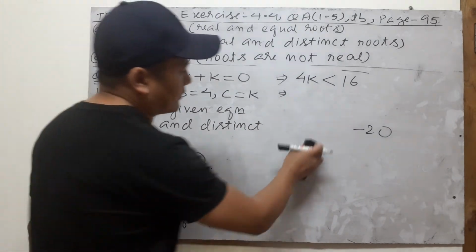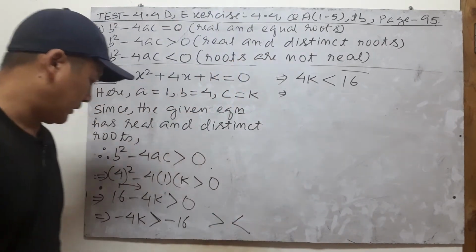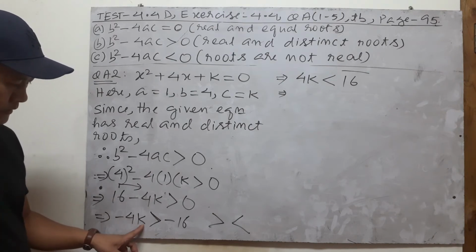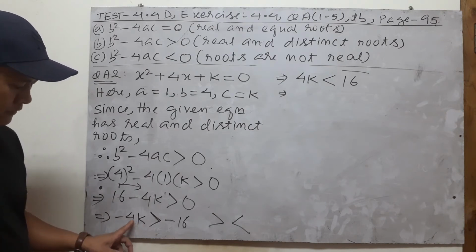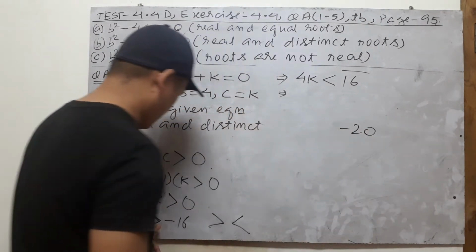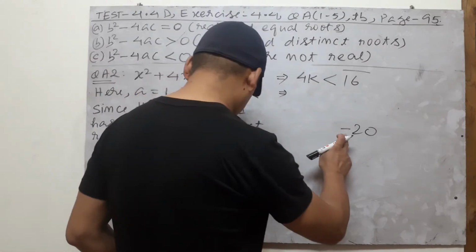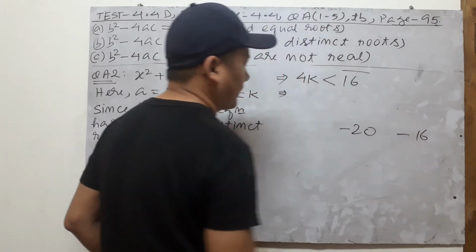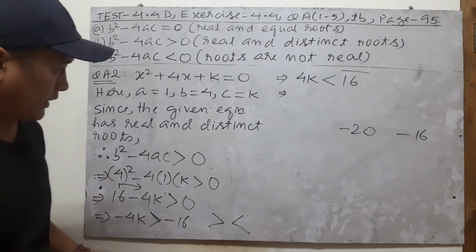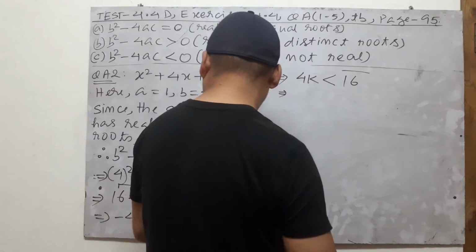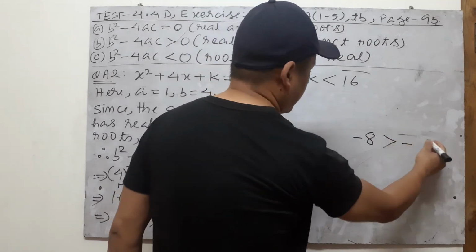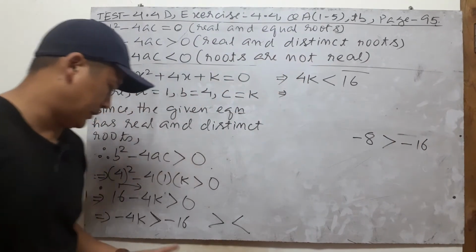Or you can check with a number that will agree also. 4 2s are 8. Okay, 4 5s are 20, so minus 20. Then minus changes, and here minus 16. Let me show it with a smaller one. Let us say k is 2. Then 4 2s are 8. Minus 8 is greater than minus 16. This is correct now.